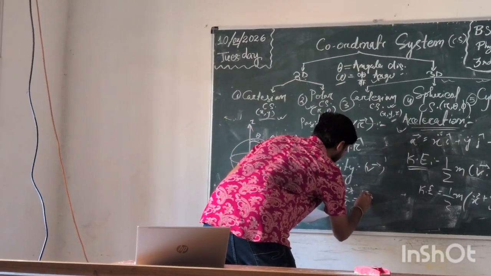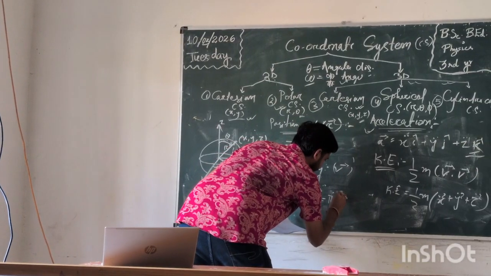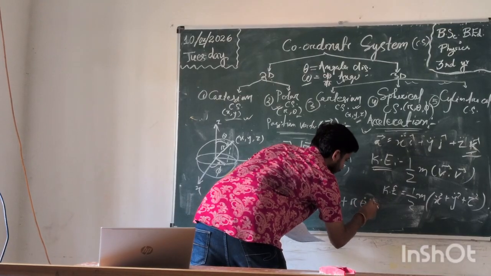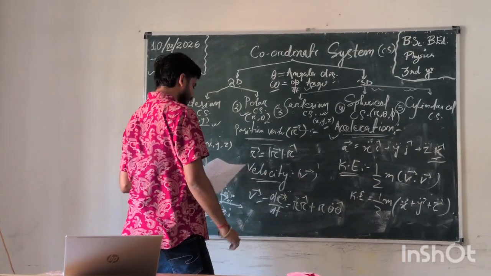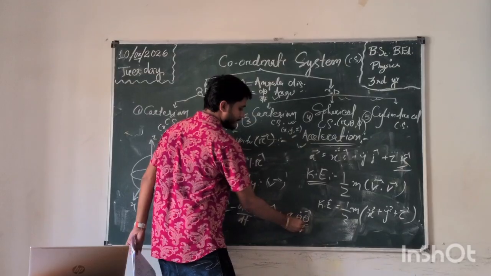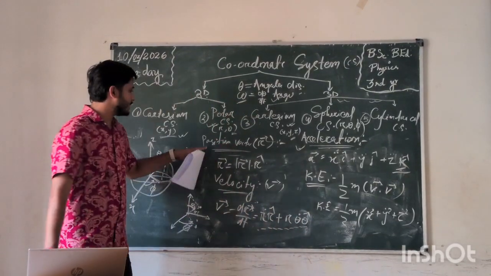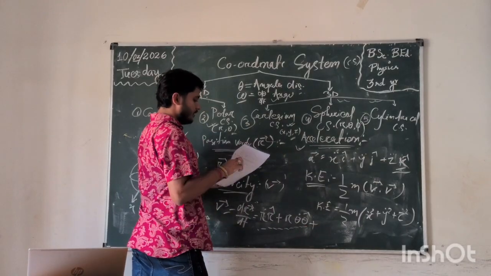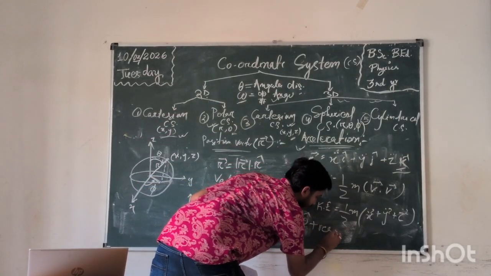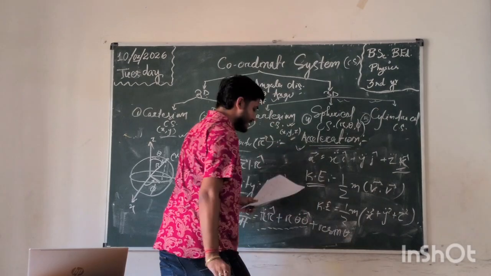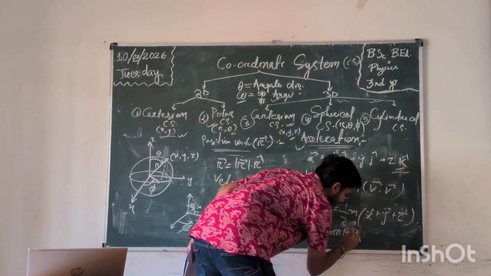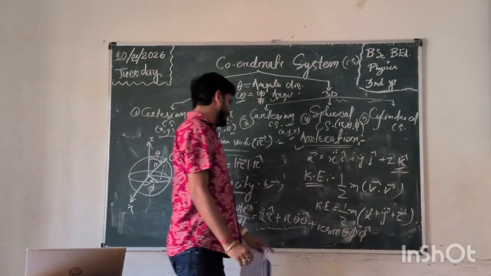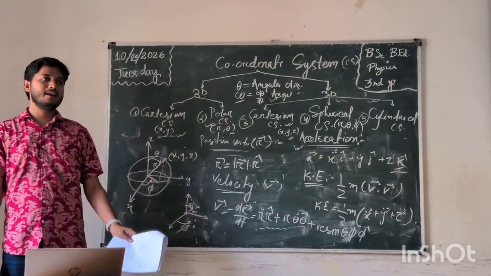The final expression is r dot r cap plus r theta dot theta cap. We already have this expression in our polar coordinates in 2D. The next term is r sin theta phi dot phi cap. So this is our final expression for velocity.